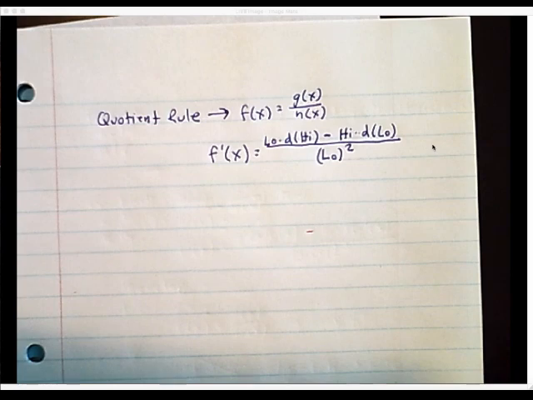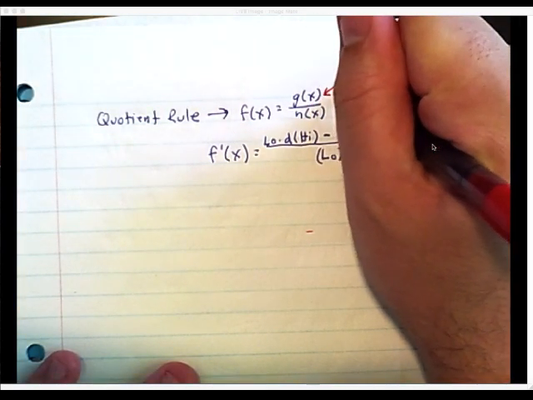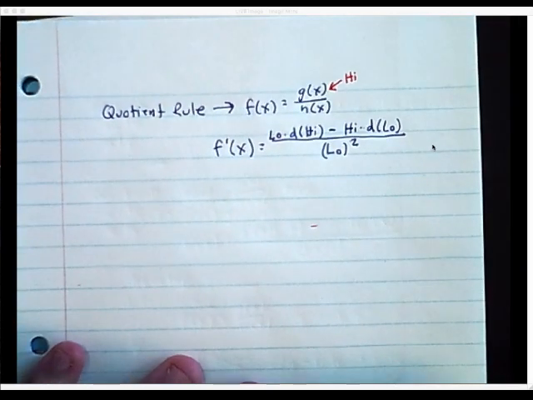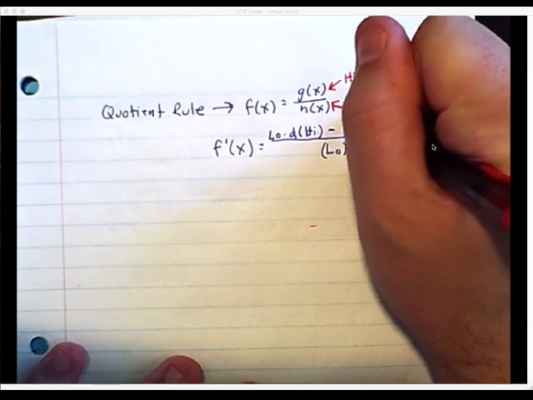Okay. So what's the meaning of these lows and the highs? Well, the high is the numerator. Okay. Why? Because it's on high. The denominator, since it's at the bottom, it's low.